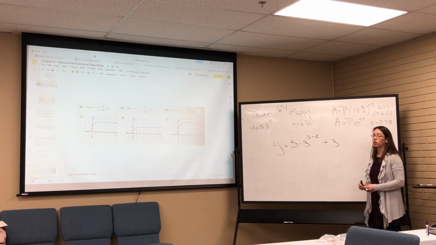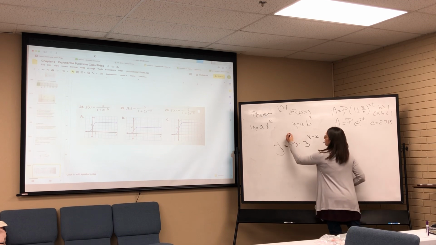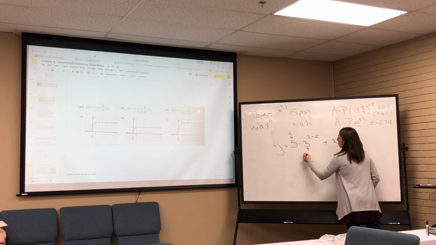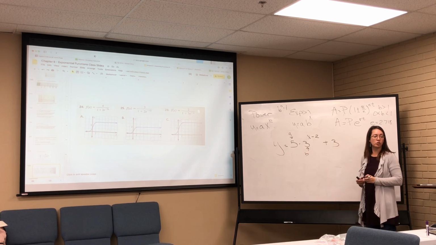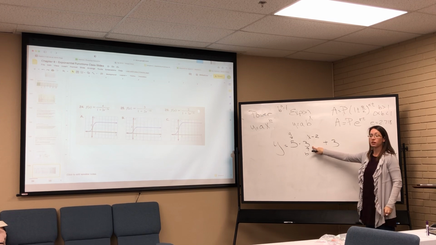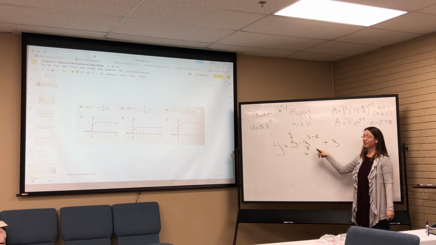What is our a value? 5. So here's our a value. What's our b value? 3. Okay. What does that 3 mean? What does the graph do? It's the rate of change, so each time it's doing what? There's a word. Starts with a T. Triples. It's going to triple. So this graph is tripling every time, okay?